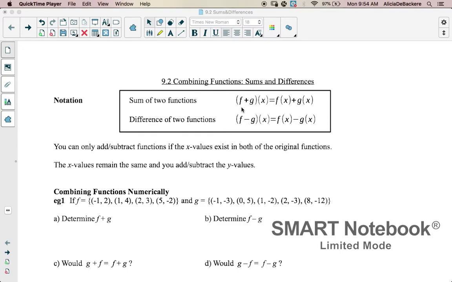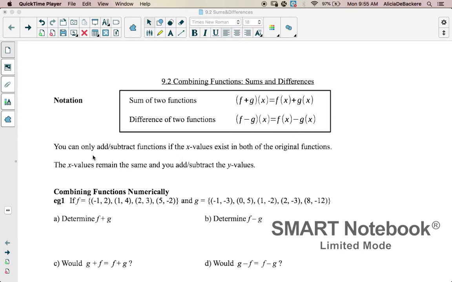So some of the notation that we're going to see here is if we have in brackets f plus g of x, that's the same as f at x plus g at x. So this is just kind of a shorthand. And then again, the shorthand for subtraction, f minus g of x, is the same as f at x minus g at x.